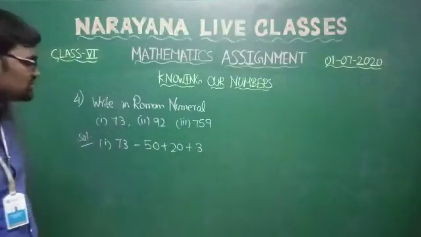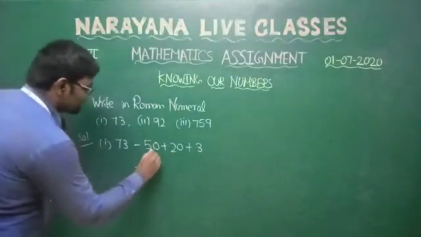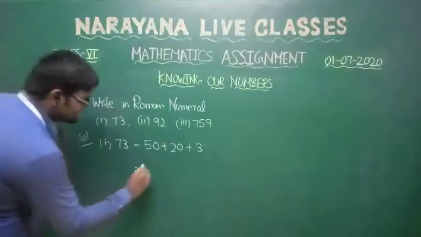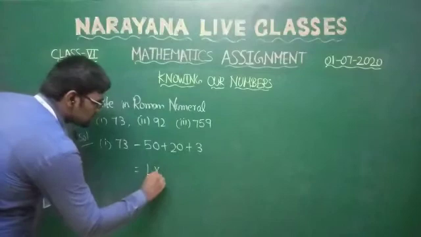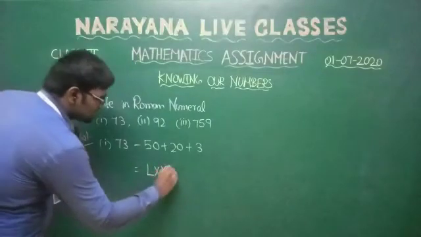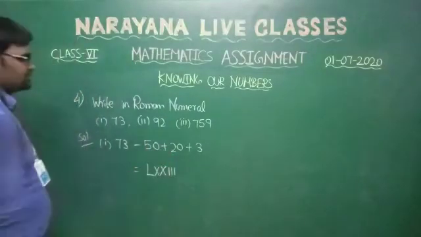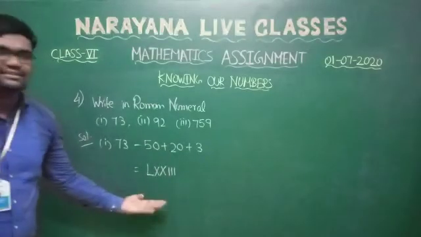I know you all know the rules for writing. So you can write 50. How can we write it? It is L. 20 means 10, 10. 3 means 3 times 1. This is the Roman numeral for 73.